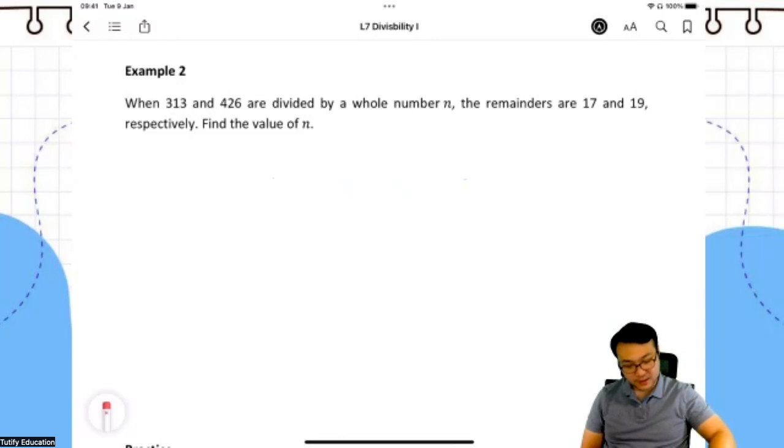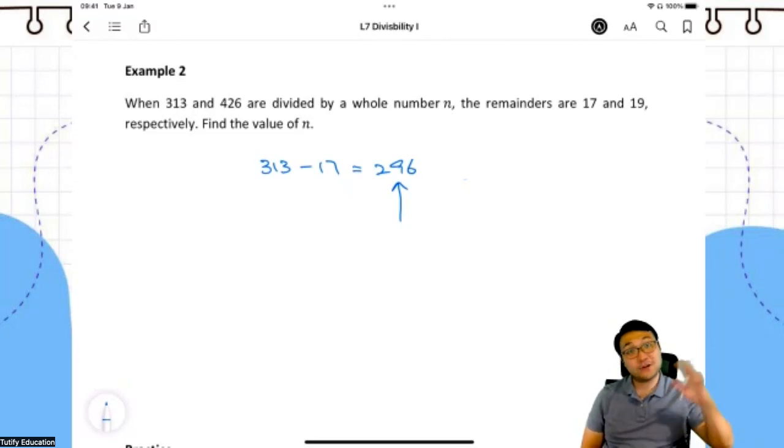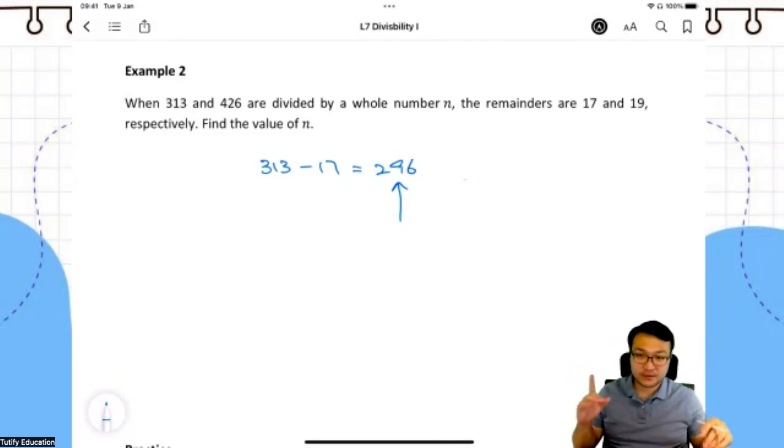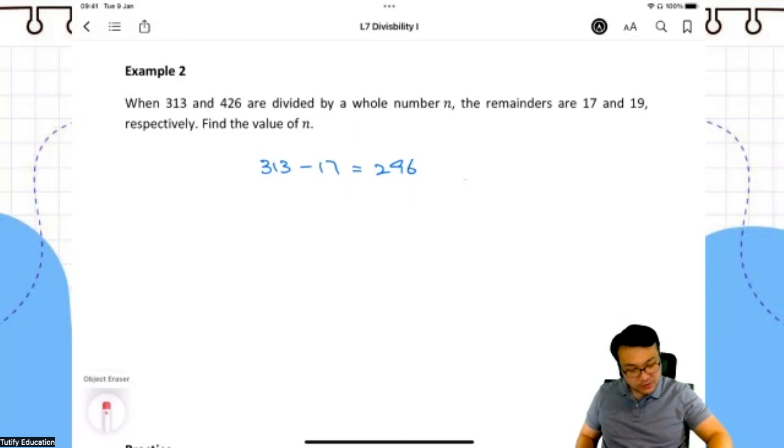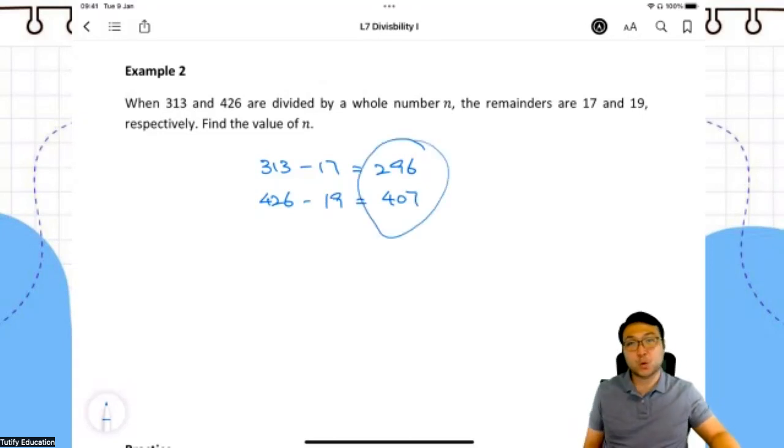So students, if I take the number 313 and I subtract 17, the answer I get should now be divisible by n because I already removed the remainder. There should be no more remainder. Okay, very good. Should I do the same for 426 also? Okay, 426 minus what? 19. Minus 19. So I'll get 407. Now I know that these two numbers are divisible by n.